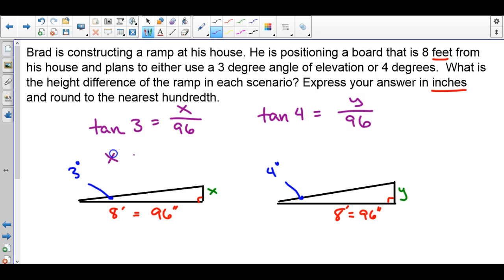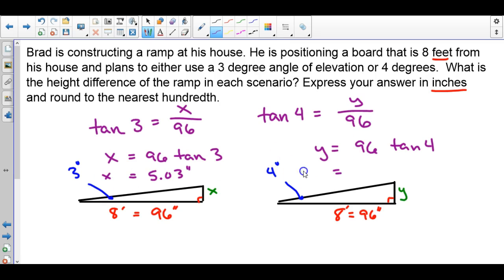So if I want to solve these, just to isolate the x's and y's, I'm going to bring the 96 over by multiplying in both cases. So x equals 96 times the tangent of 3, and y is going to equal 96 times the tangent of 4. I'm going to throw this in the calculator. 96 tan 3 is going to give me a height of 5.03 inches, so that's my x value. And then for my y value, I'll do the same thing. Take 96 times tan 4, and that height is 6.71 inches.